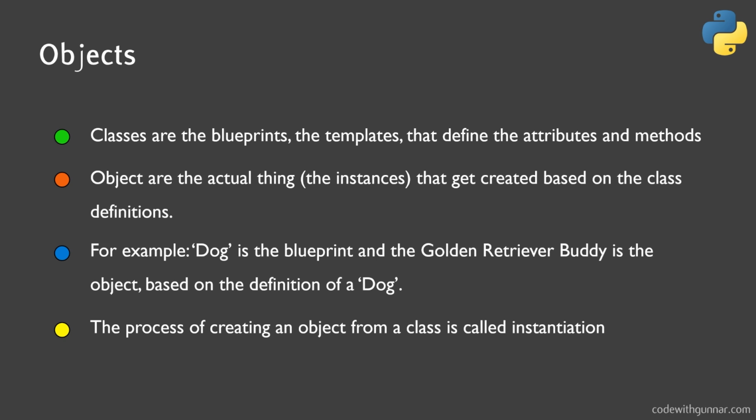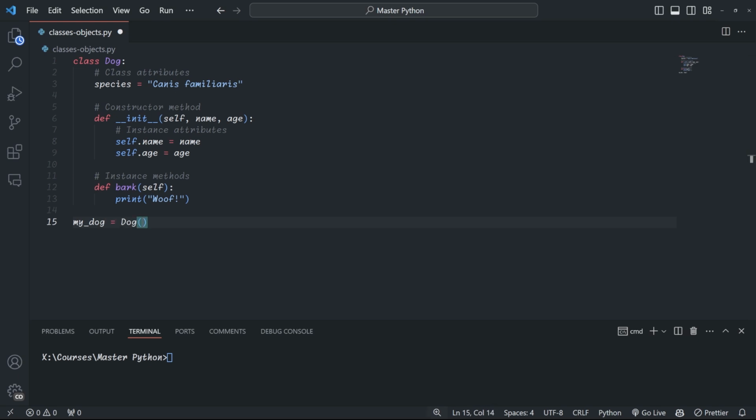And here's how we do it. We use the name of the class and provide it with the values for its attributes. And that's all there is to it. We've just created an object. My dog is now an instance of the dog class. And we can create as many objects as we want. Let's create another one, an 8-year-old poodle named Max.